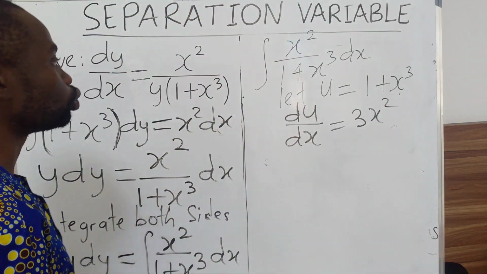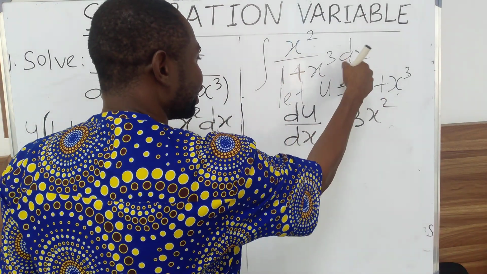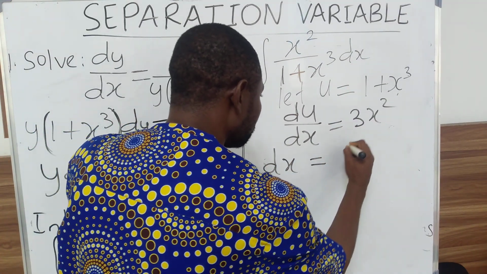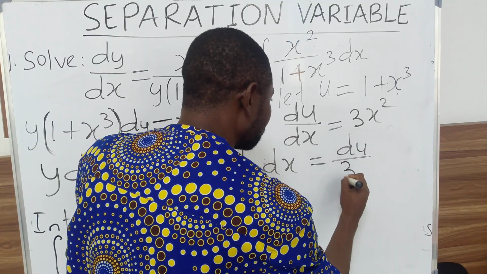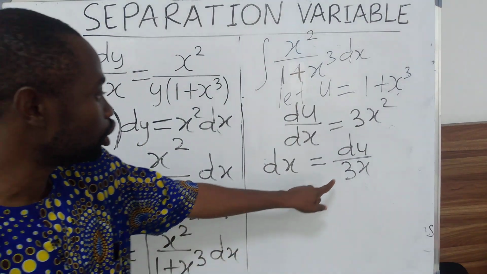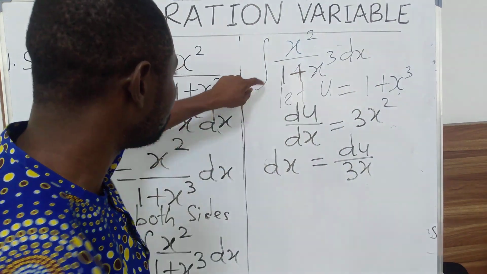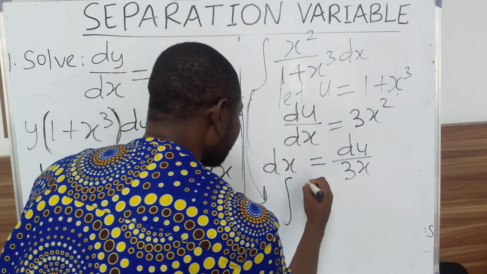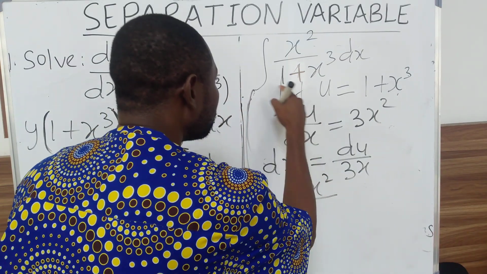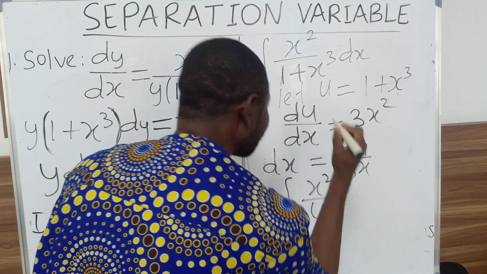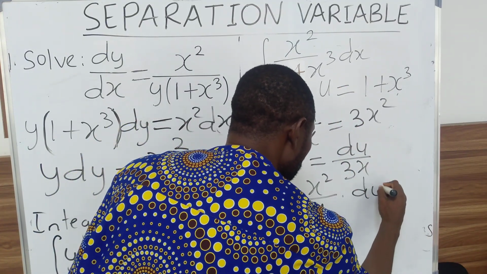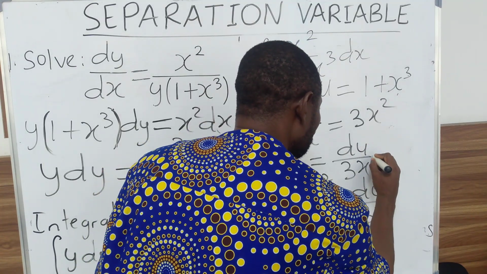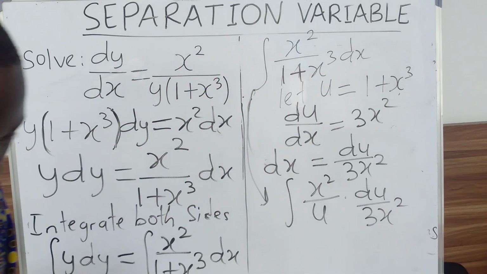And the next thing I will do is to make dx the subject of the formula here. So my dx will give me du over 3x squared. What's the next thing? I will substitute this to replace dx here. So this equation will become the integral of x squared over 1 plus x cubed, that is your u, times dx, which is now du over 3x squared.